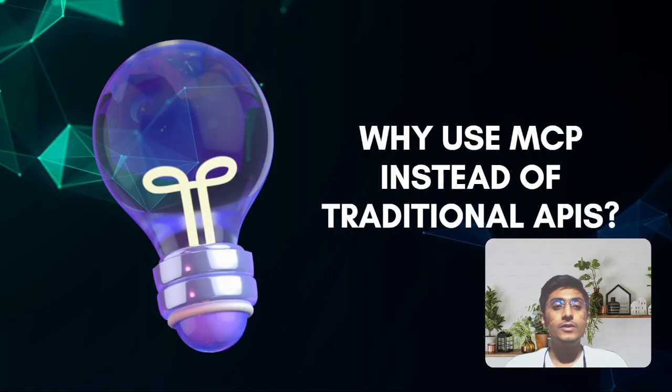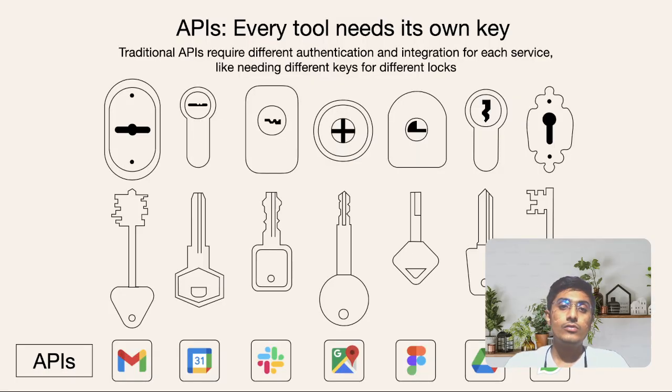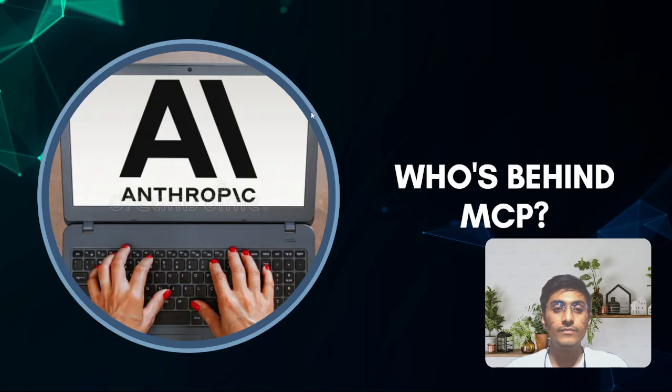So, why use MCP instead of traditional APIs? Think of traditional APIs as having a separate key for every door in your house, one for the front door, one for the garage, and one for the shed. Each key has its own rules, and it's a hassle to keep track of them all. MCP is like a master key, one connection that works with tons of tools and services. Instead of juggling a bunch of different keys, MCP makes it easier for AI to talk to everything it needs.